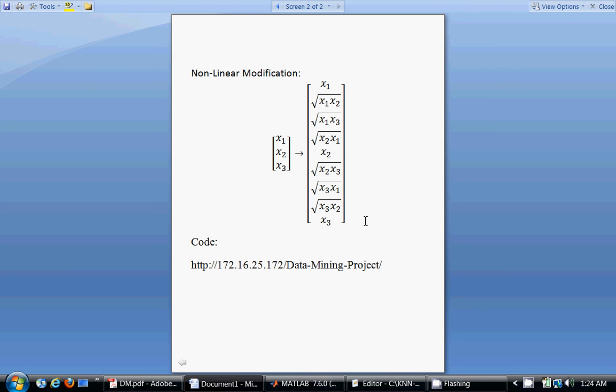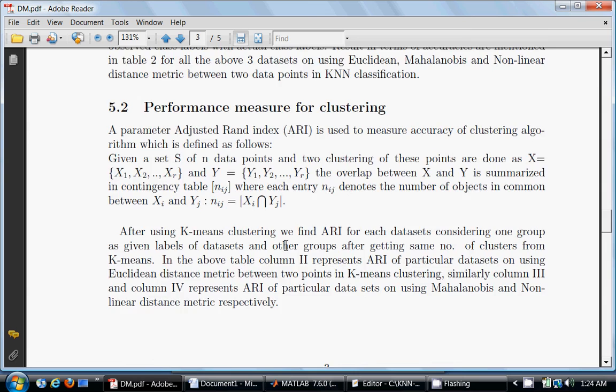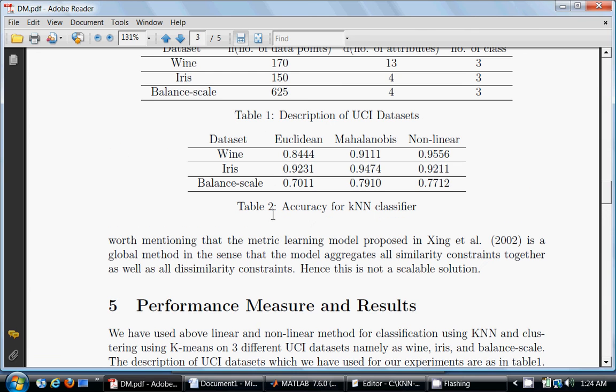We have tried to apply the above two algorithms on three different datasets and the results are as follows. So these are the three algorithms, Euclidean, Mahalanobis and nonlinear, performed on three different datasets: Wine, Iris and Bell scale. After learning the distance metric using these algorithms, we performed K-means, and these are the adjusted Rand index values of the corresponding algorithms. Similarly, we applied it on KNN and the accuracy is coming out to be this.